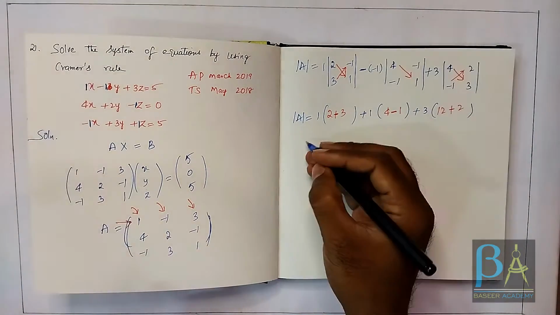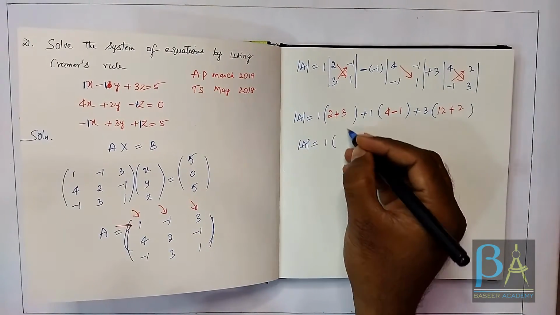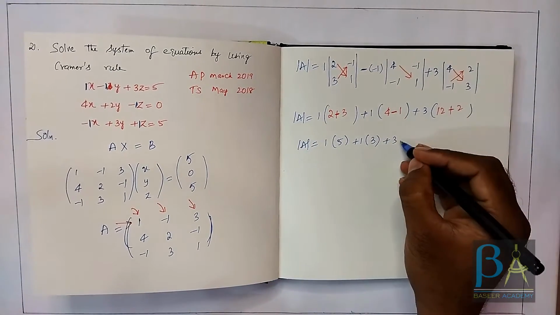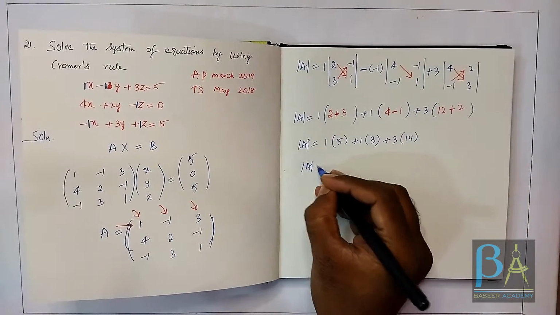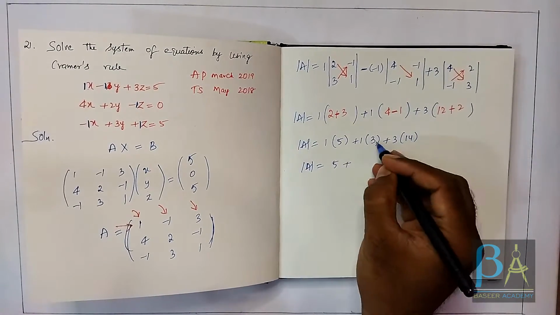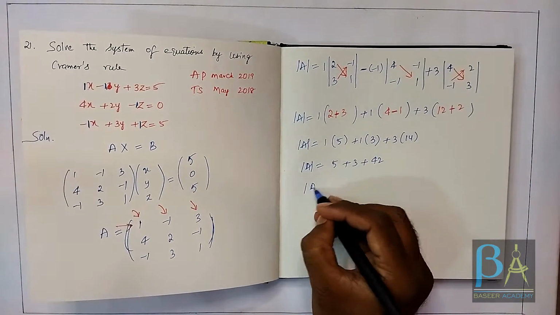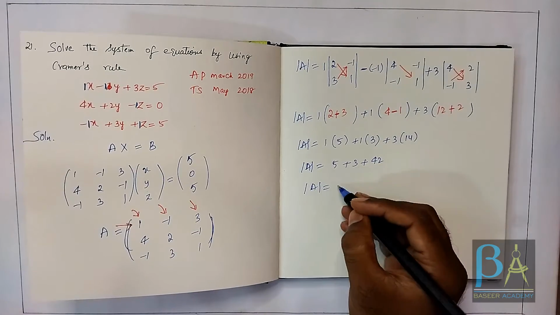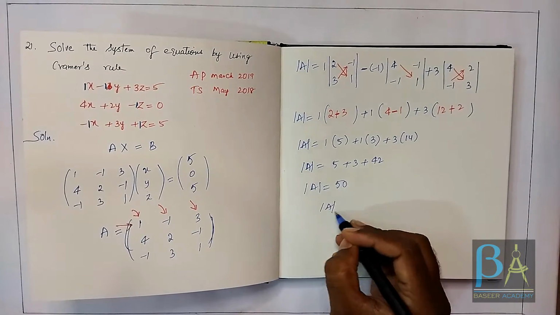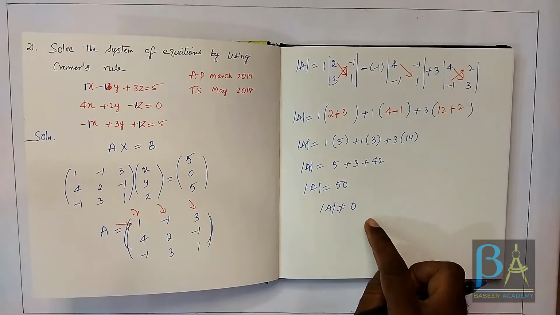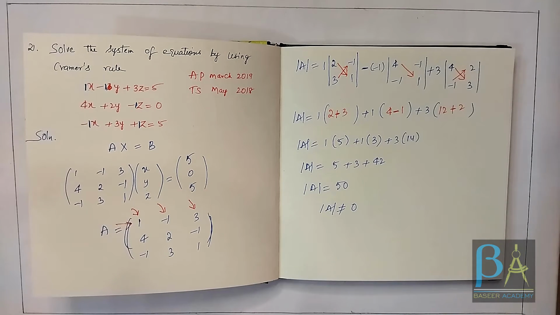Now, the determinant of A is going to be 1 into 2 plus 3 is 5, 4 minus 1 is 3, 12 plus 2 is 14. So mod A is going to be 1 into 5 is 5, 1 into 3 is 3, 14 into 3 is 42. So 42 plus 3 gives you 45, 45 plus 5 gives us 50. Since the determinant of A is not equal to 0, you can use Cramer's rule to solve the given system of equations. If the determinant of A would have been 0, then Cramer's rule would not have been applicable here.